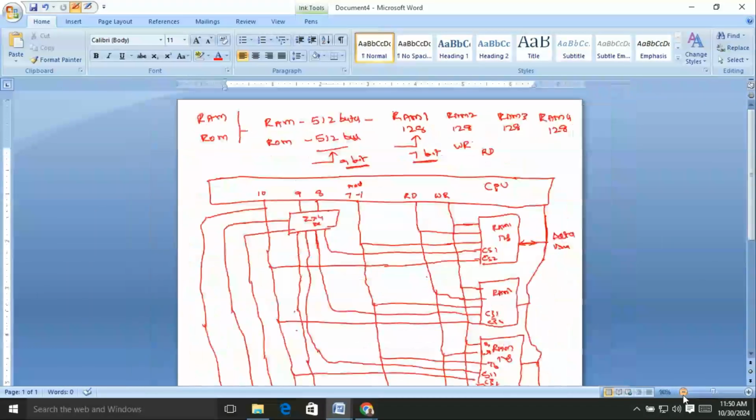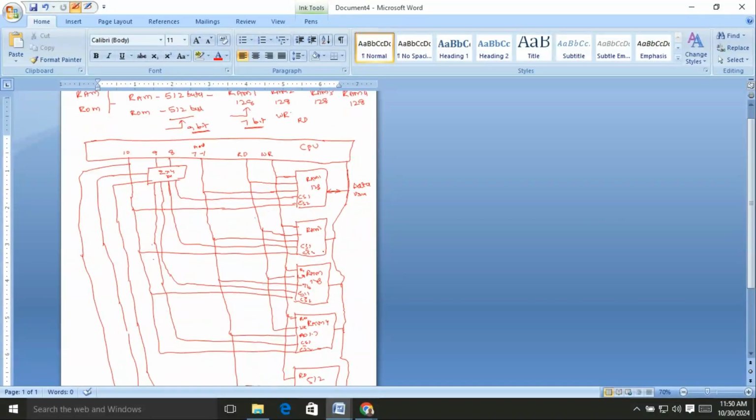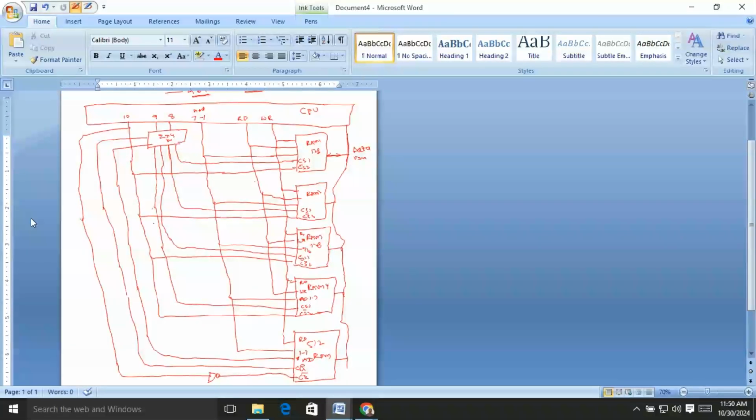Maybe suppose I am going to draw this one. It is a little bit confusing, so let me explain the structure. Let us consider first the CPU and the read and write signals, and the 1 to 7 common address lines, and the 8th and 9th lines are connected to the chip select. If it is 0 0, the first RAM is connected, 0 1 the second RAM is connected, 1 0 the third RAM is connected, 1 1 the fourth RAM is connected. And for the ROM, the 10th bit is 1, and the CS2 is 1 only.